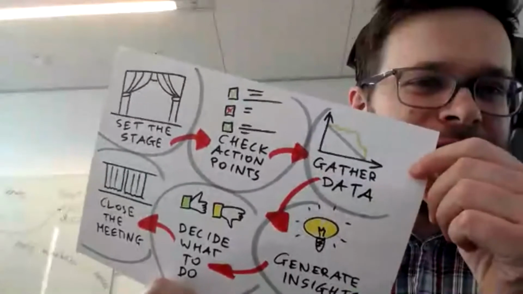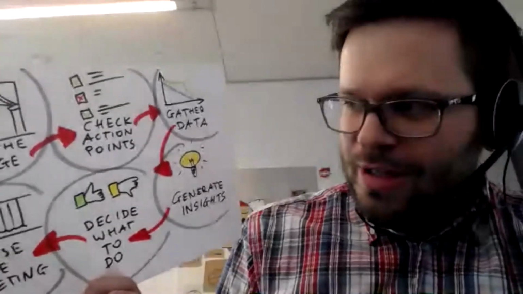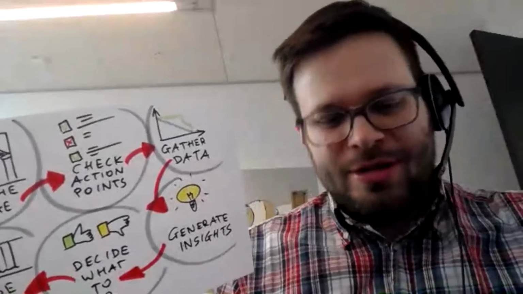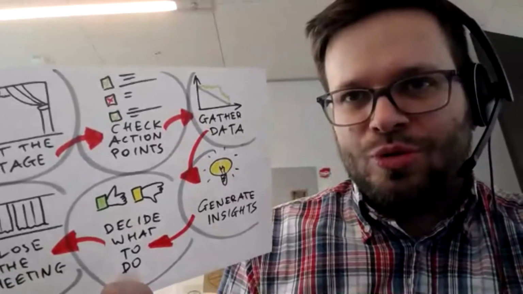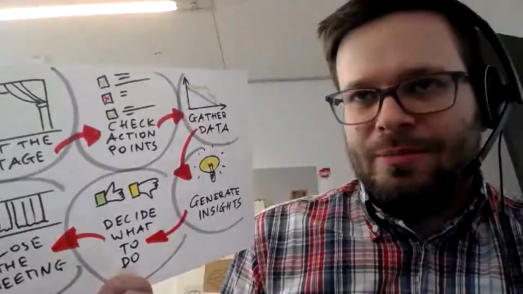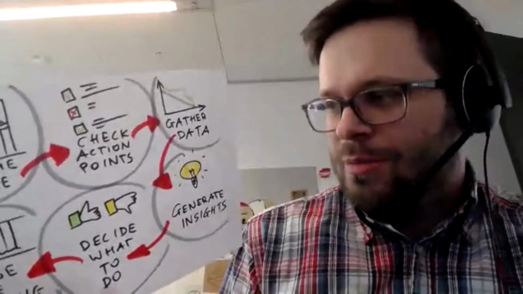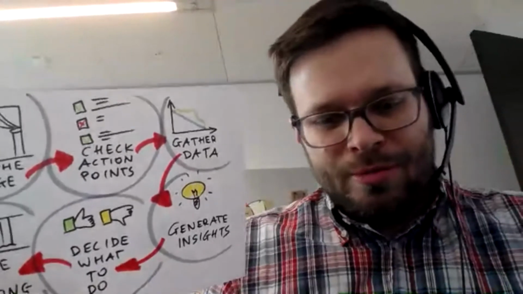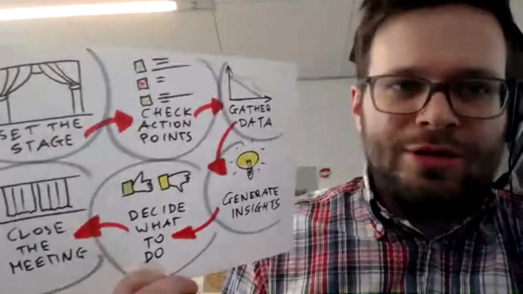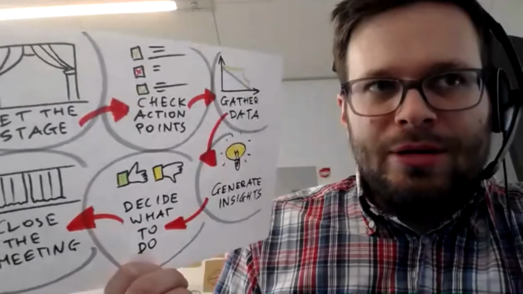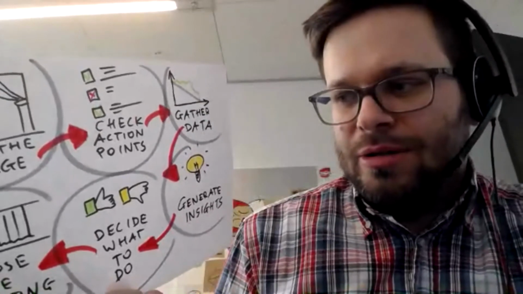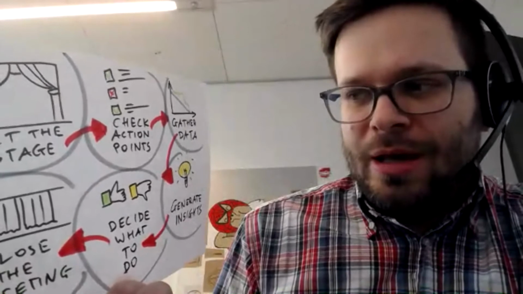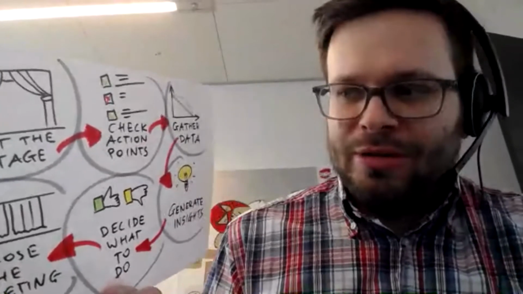Then we want to gather data, which is like we are diverging in a workshop. We're trying to get as many inputs as possible to gather insights, to gather thoughts, and then based on that we want to merge the workshop again and generate insights. And when we are down to just a few ideas, we want to decide what we're going to do actually. And then the last part is to close the meeting.